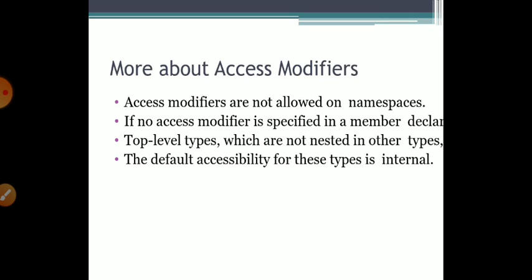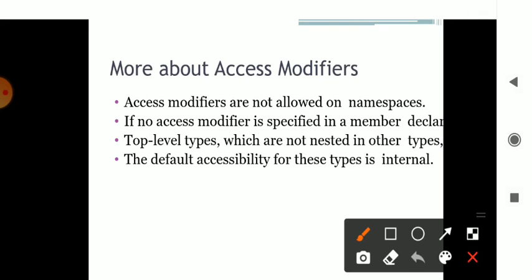And more about access modifiers. Access modifiers are not allowed on namespaces. You cannot use them. And if no access modifier is declared, then it is private. For top level types which are not nested in other types, you can use the access modifiers, and the default accessibility of the types is internal. Default means by default it will be internal.